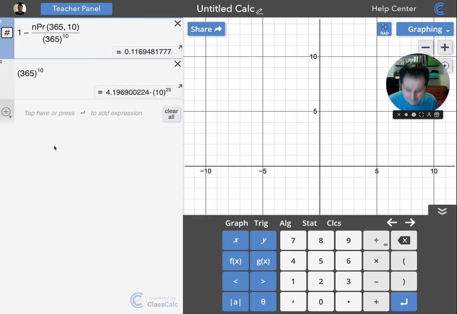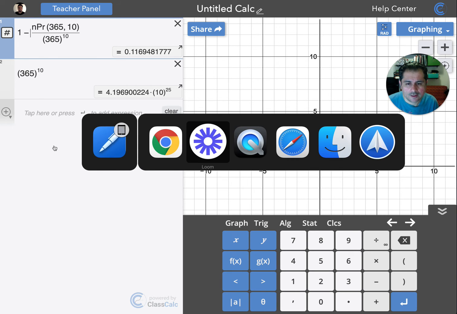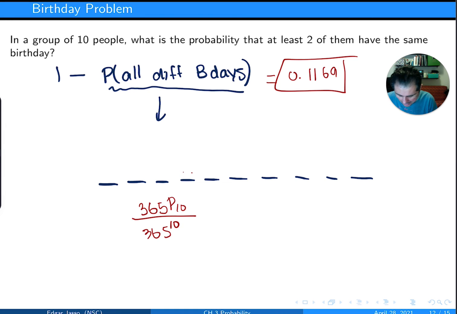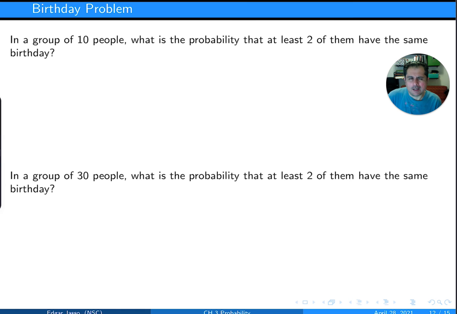So 1169. So this is going to be 0.1169. Okay, so there's about 12% chance that 2 people have the same birthday. So this was the 88%. So 1 minus 88% is about 12%. Okay, let me change that. I'm going to do the same thing with 30 people.